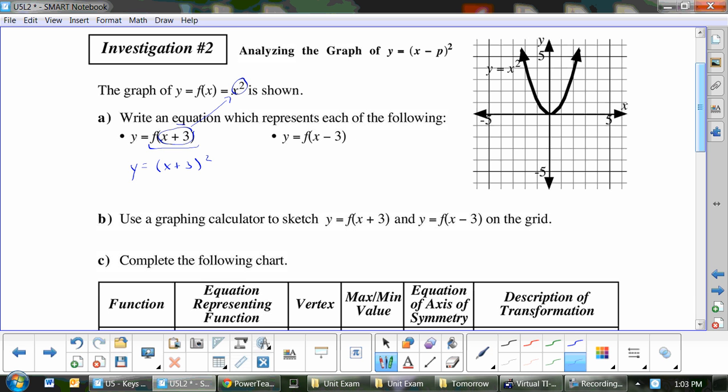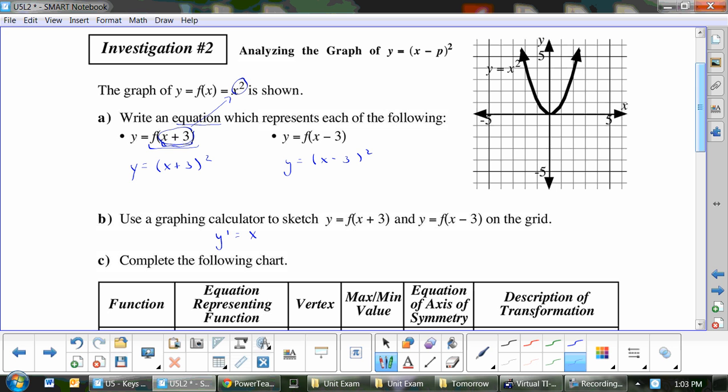Yeah, because they're asking us to write an equation. An equation has y. Nope, because this is replacing the x. So everything inside of the brackets replaces the x. So on this side, (x minus 3) squared.